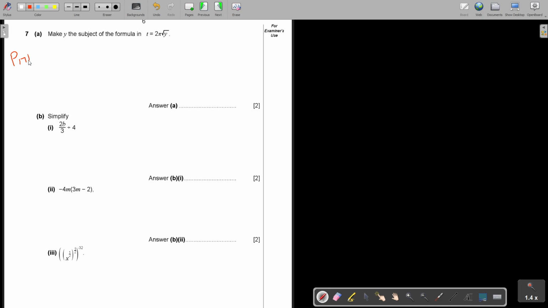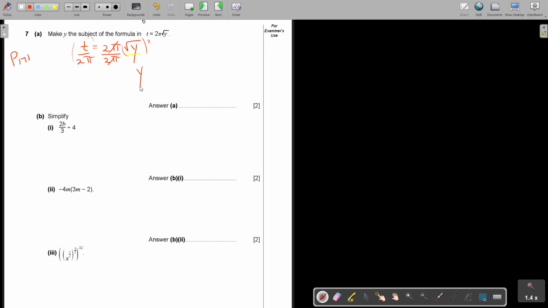Okay, let's start. First, I'm just going to rewrite it. So it's 2 pi square root y. Now I must make y the subject, so I must isolate that. So I must divide by 2 pi, and I divide by 2 pi, and that cancels. Do you see? Now, in order to get rid of the square root, I must square both sides.